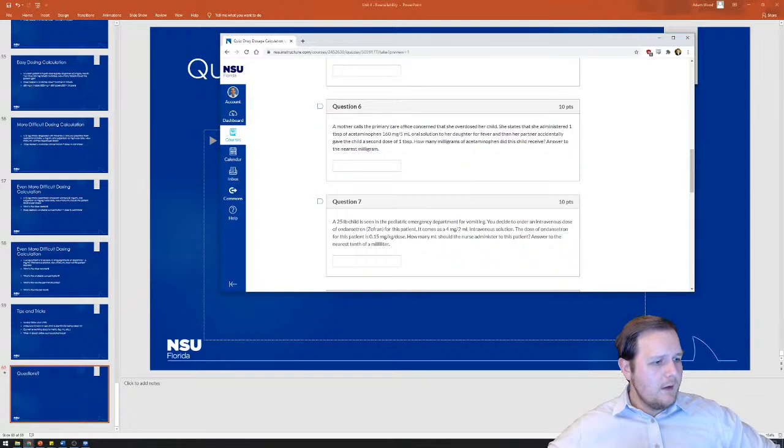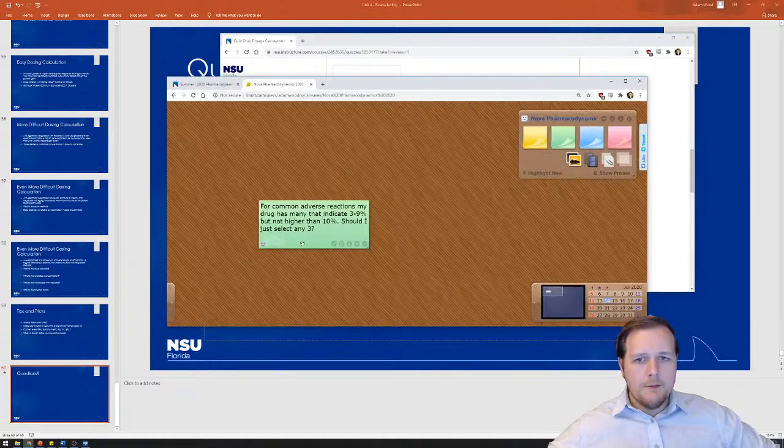So let's see if there are any questions on the sticky board. Someone wrote, for common adverse reactions, my drug has many that indicate 3 to 9%, but not higher than 10%. So do I just select any 3? Yeah, if that's the case, you can select a couple of them and put the more common things. Sometimes in LexiComp, it'll break it down by different body systems, so you may want to pick the top ones out of a couple of different systems. You can say, like, sedation from the CNS section, and then myalgias from the musculoskeletal, etc. Those are the kind of things I would expect you to be able to pick up for that assignment.